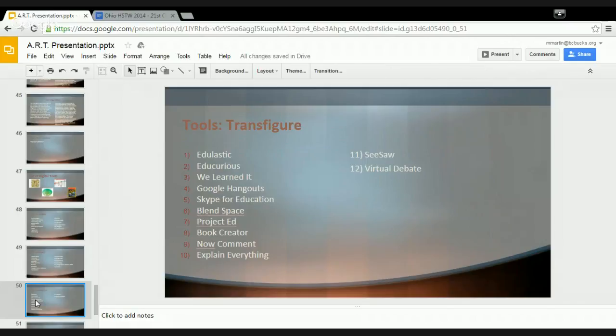And then lastly is the Transfigure stage. And in this stage, there's some really powerful tools out there. Virtual debate's awesome. It's a great idea. Seesaw is good. Explain Everything is good. Blend Space. Google Hangouts, it's fantastic, as you guys all know. EduCurious. There's lots of awesome tools. And in my book, I have over 30 pages of different tools with an explanation of each tool and where to use it.